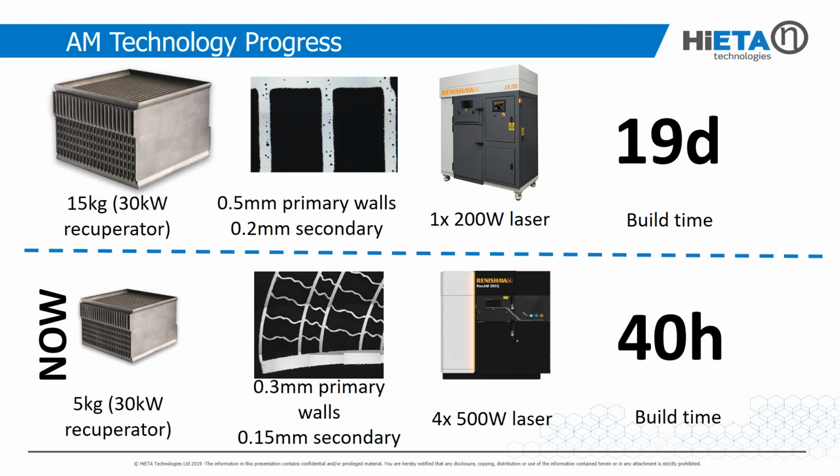And if we go to the next one, it is today. Today's one has exactly the same performance, the same unit, but it's a 5 kilogram unit, quite small, using CFD extensively. This is mainly because of AM development as well, because we have more powerful machines and we developed a lot more parameters. You can see that we can now build 0.3 millimeter primary walls and 0.15 millimeter secondary walls, and the machines are 4 laser with 500 watt lasers. So build time is 40 hours. So it's a significant improvement in, I would say, 7 years.